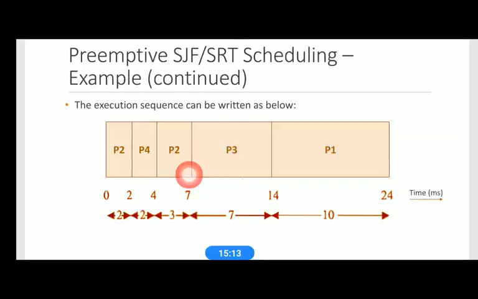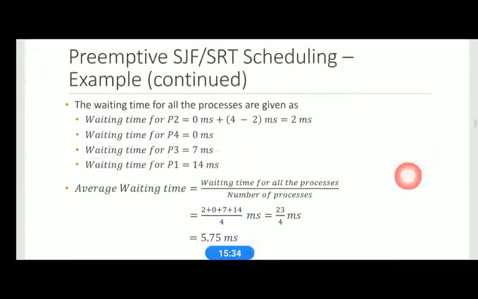from where it stopped at 2 millisecond. From 4 millisecond to 7 millisecond P2 is executed, means the remaining 3 millisecond of its execution is completed here. Right, at 7 millisecond P3 is executed. At 14 millisecond it is completed. From 14 to 24 millisecond P1 is executed. Right, so this we calculated here, the waiting time.